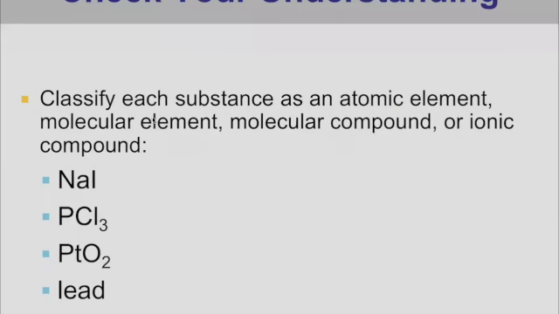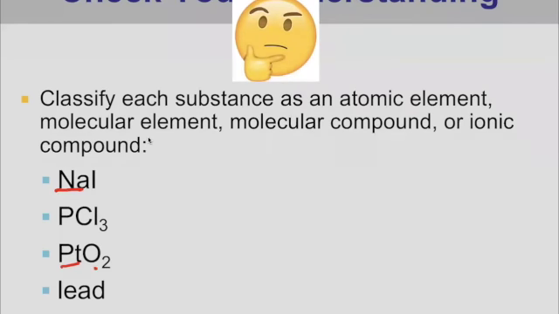Another one for you to practice. The first one, this is your metal and this is your non-metal. So that's an ionic. Non-metal, non-metal, molecular compound. Metal, non-metal, ionic. Lead, it's just Pb. It's going to be considered an atomic element. And this is all non-metals, so it's going to be considered a molecular compound.